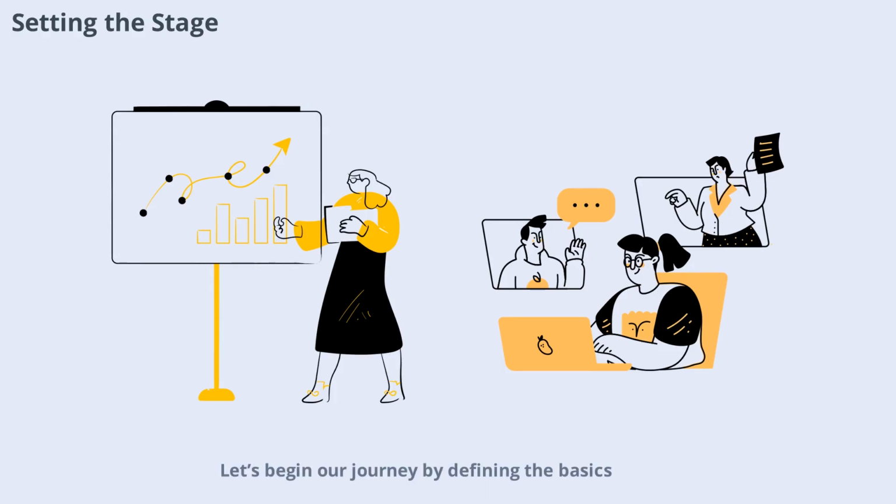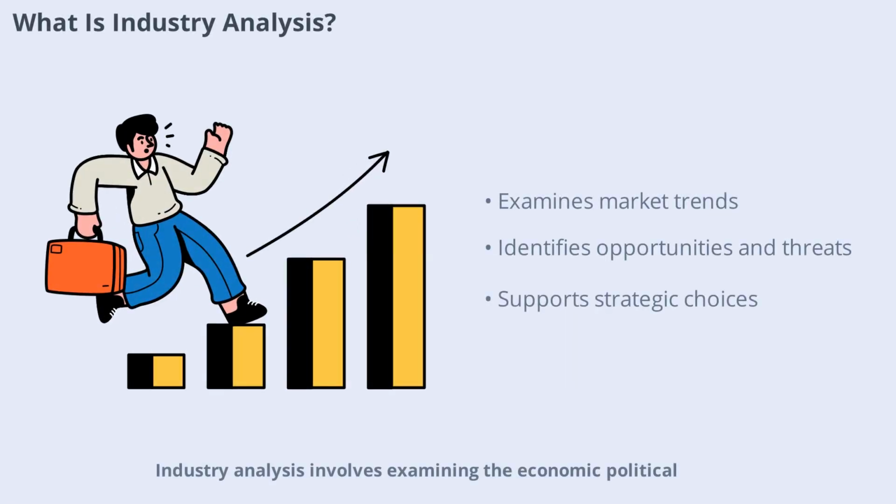Let's begin our journey by defining the basics. Industry analysis involves examining the economic, political, and market factors that influence the performance of companies within a specific sector. It helps businesses identify opportunities and threats, understand market trends, and anticipate changes. By analyzing the industry, companies can position themselves more effectively and make strategic choices that align with market realities. This foundational step is essential for any organization aiming to achieve sustainable growth and outpace competitors.